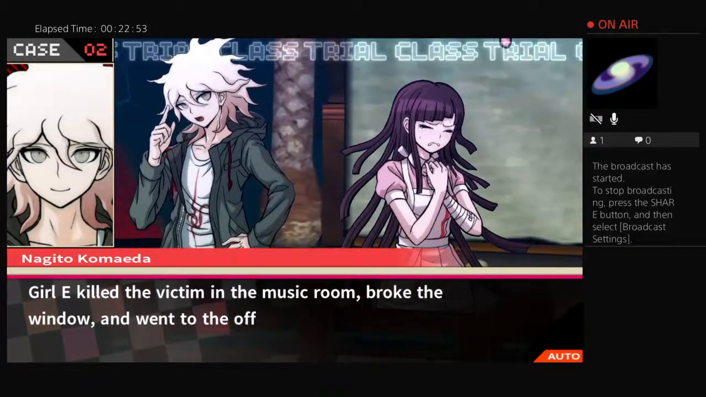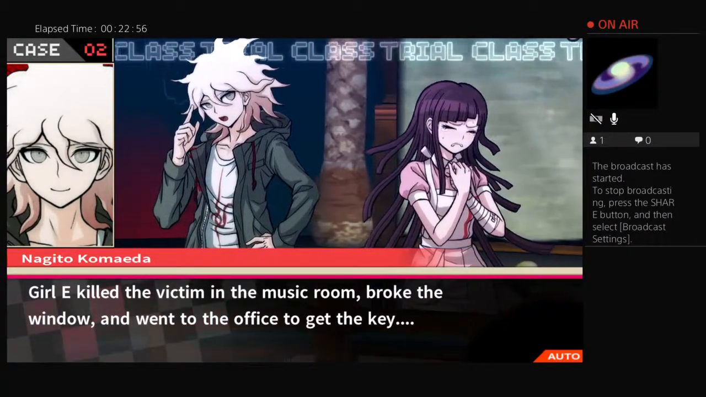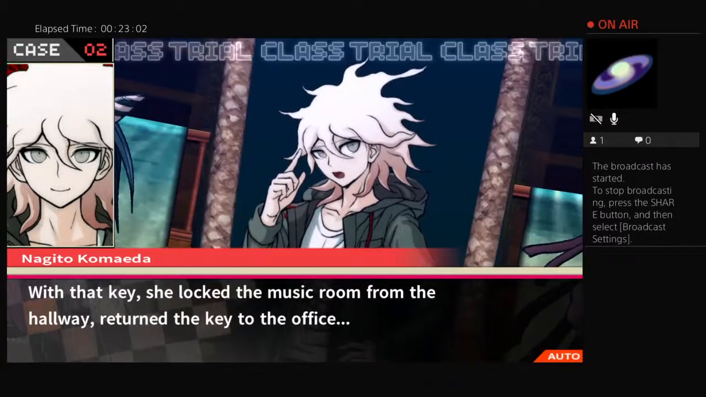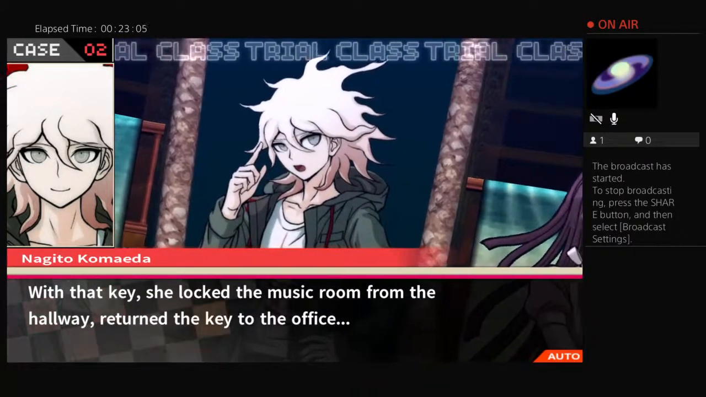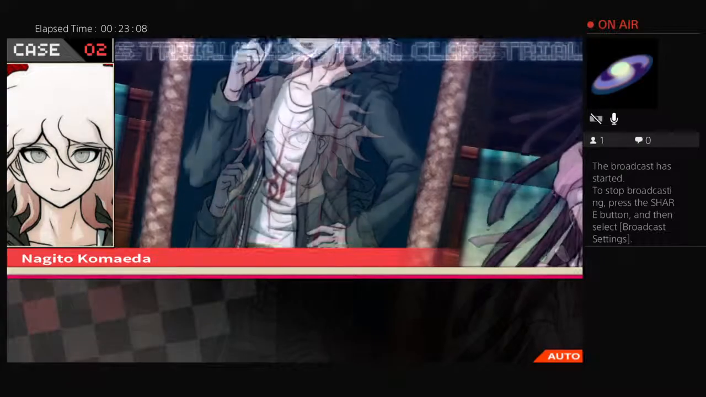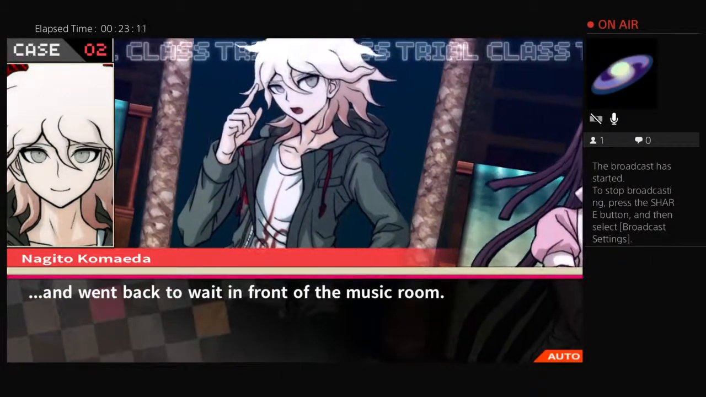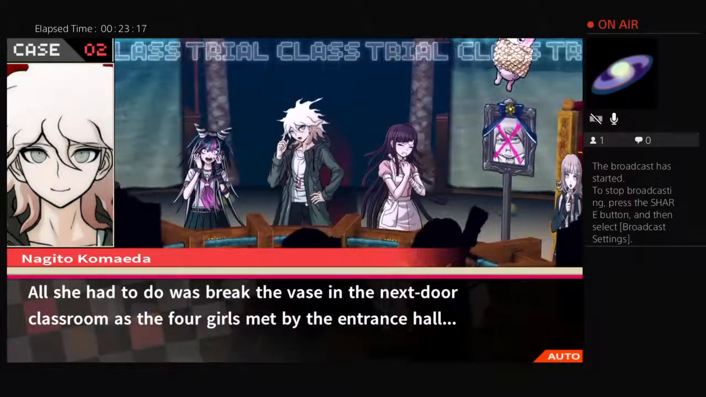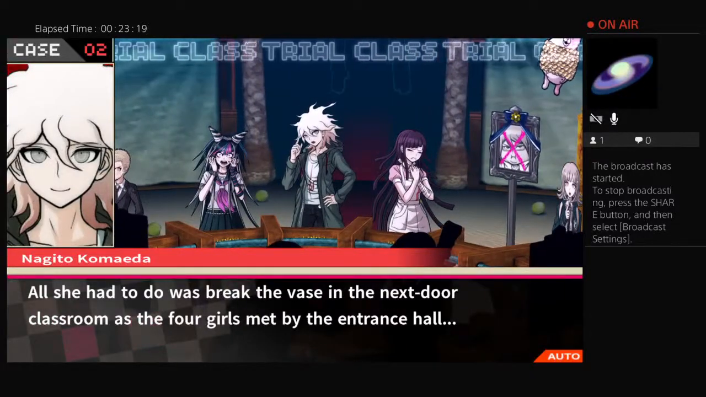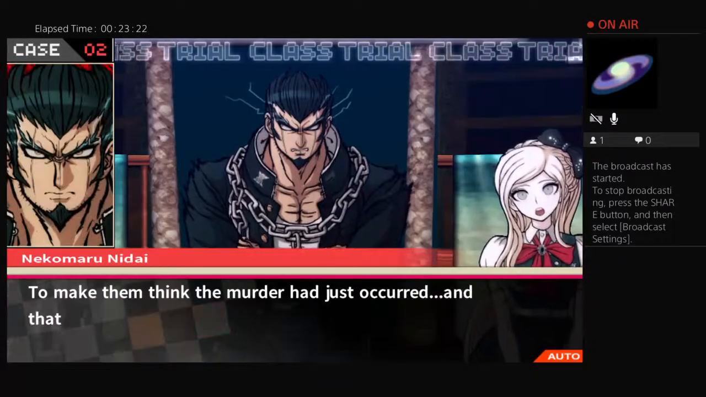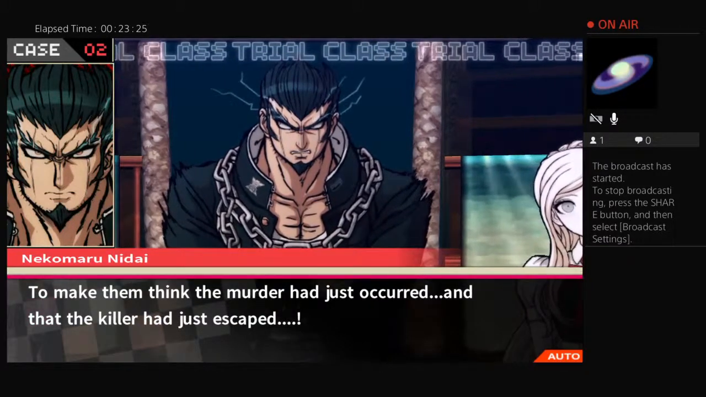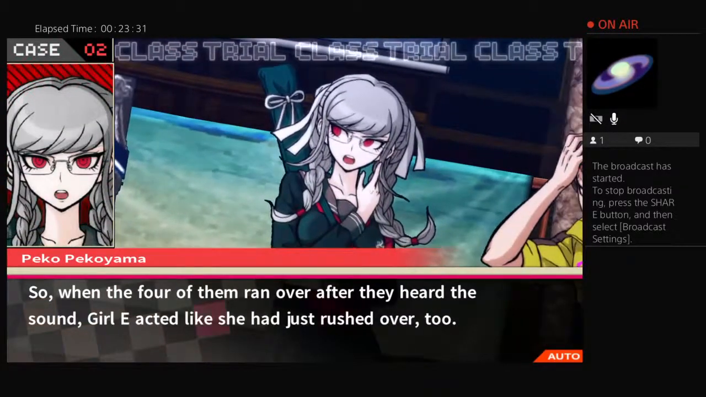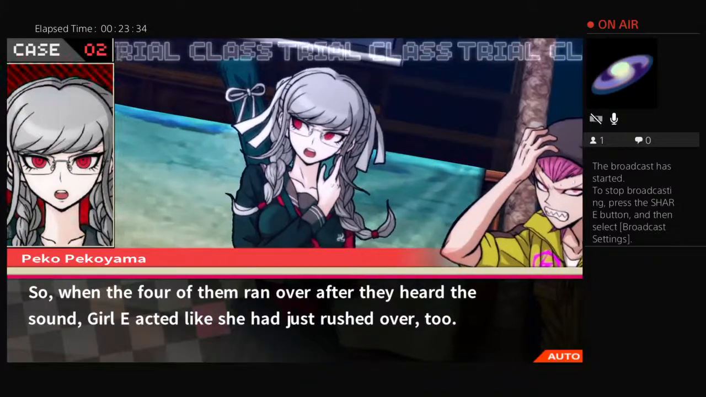Girl E killed the victim in the music room, broke the window, and went to the office to get the key. With that key, she locked the music room from the hallway, returned the key to the office, and went back to wait in front of the music room. All she had to do was break the vase in the next door classroom as the 4 girls met by the entrance hall, to make them think the murder had just occurred and that the killer had just escaped. So, when the 4 of them ran over after they heard the sound, Girl E acted like she had just rushed over too.